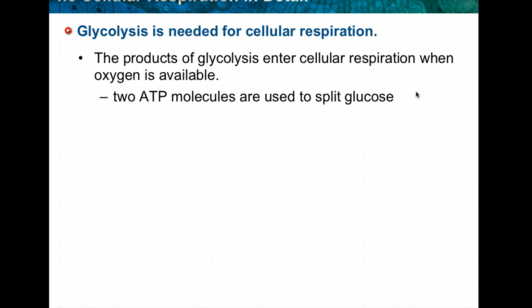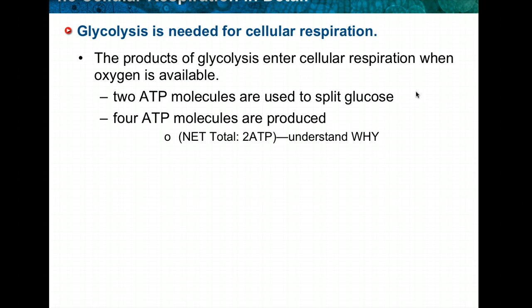Although the cell puts 2 ATP molecules into the account to get glycolysis going, glycolysis produces 4 ATP molecules total, which, if you do the math, gives the cell a net gain of 2 ATP molecules for each molecule of glucose. So again, you have 4 molecules produced, but because we had to use 2 to get things going, we get a net total of 2 ATP.